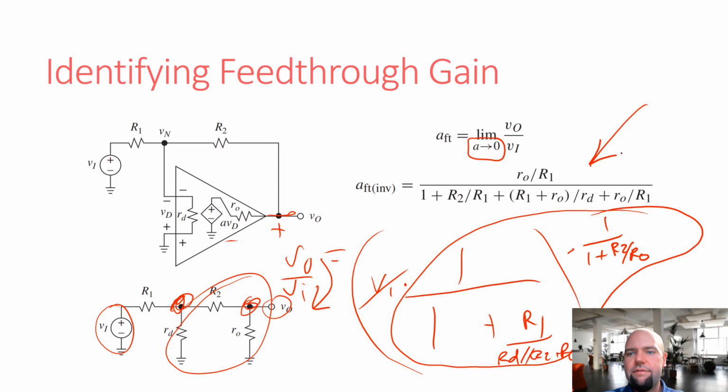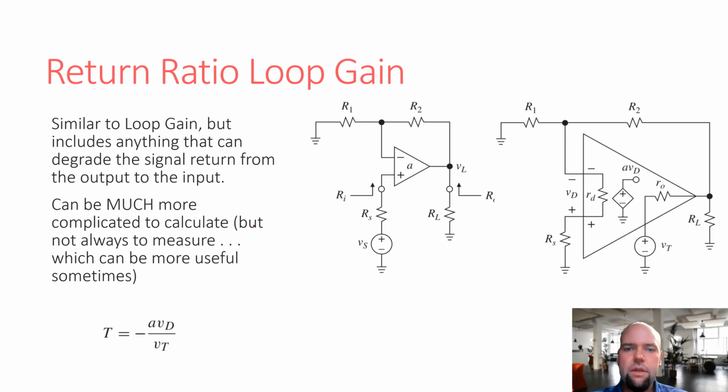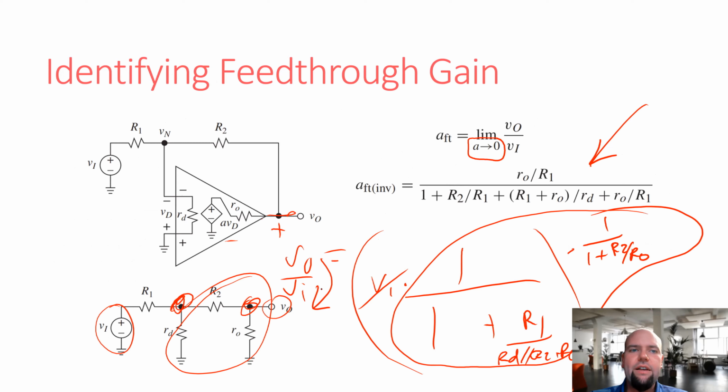And cleaning that up, if you're trying to keep the actual variables, it becomes a kind of big ugly thing. But if you're given actual values, it's a lot easier. You can just plug these in and solve along the way. You're not always given that, so you've got to be careful. Okay, so that's how you find the feed through gain.